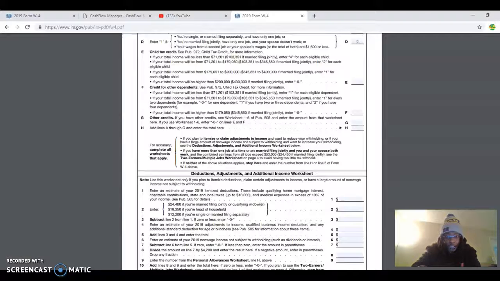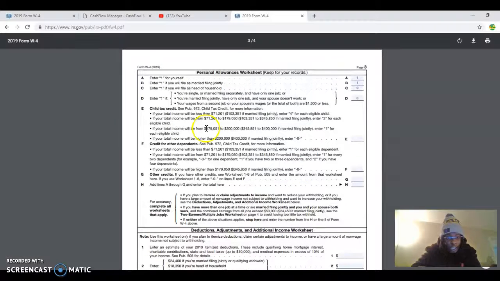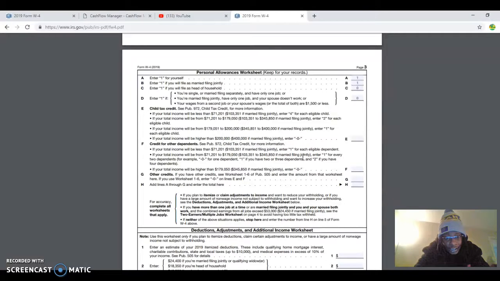So that told us what a child tax credit is. Let's see what it says. If your total income will be less than 71,000 for the year, or 103,350 if married filing jointly, enter 4 for each child. So if you're not going to make 72,000 for the year or 103,000 for the year, enter 4 for each child you have.